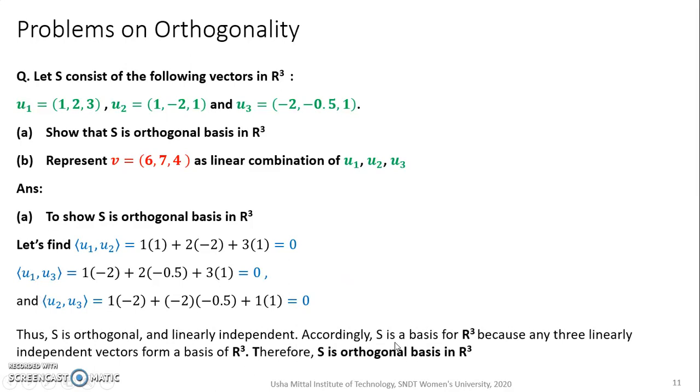So accordingly, S is the basis for three-dimensional real space, because any three linearly independent vectors form the basis of our three-dimensional real space. Therefore, S is the orthogonal basis in three-dimensional real space.